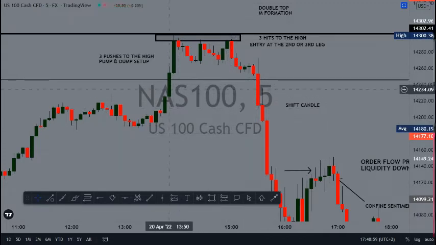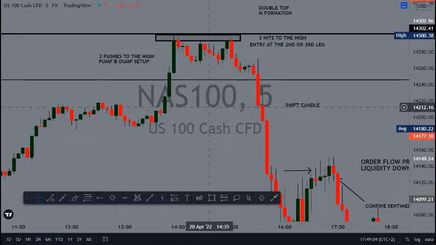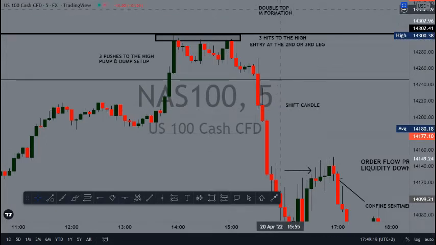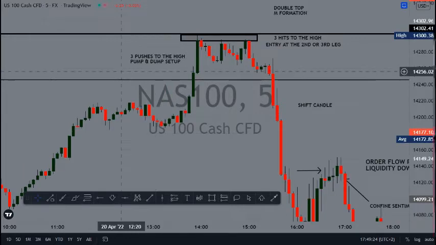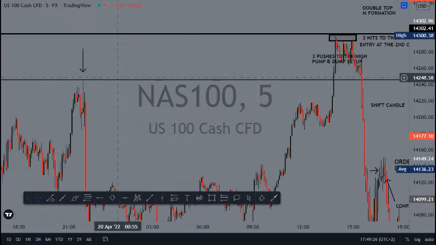So let's dive deep into the charts and see what's happening. As we look at Nasdaq today, this is the smallest time frame, our 5-minute time frame. We're going to look into the 1-minute time frame and the 5-minute time frame. We see here on the 5-minute time frame we have our double top formation, and this is a shift candle from yesterday's high. I'm going to show you how we got this setup.